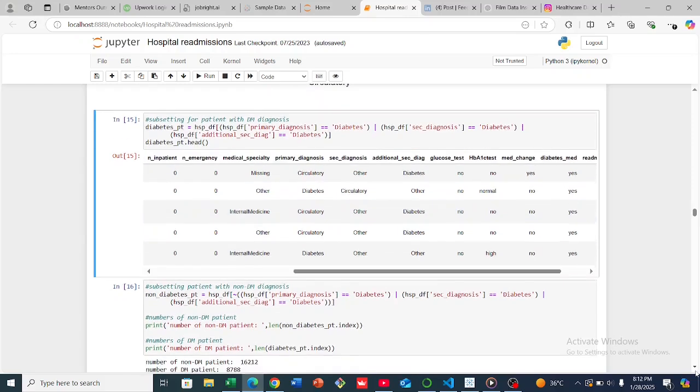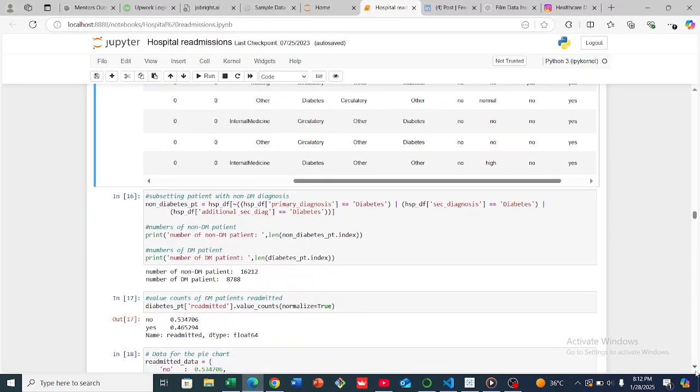Okay, so the next thing I did was subset for patients with a non-diabetic diagnosis. I also want to get the data set of patients that are non-diabetic, and to do that you just have to add a tilde to the code which you've written previously. It's going to give you the opposite of the code you've written. Before, we took patients that were diabetic, so if I add a tilde, which gives me the opposite, it means it's going to give me rows of data of patients that are not diabetic, right?